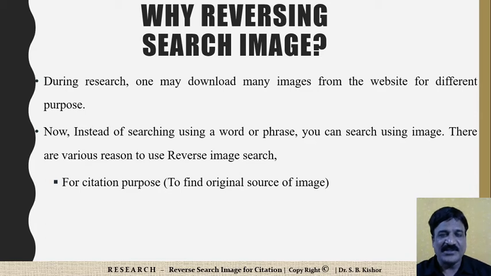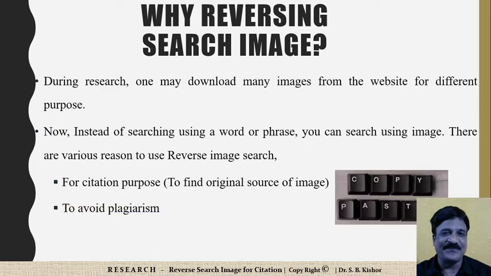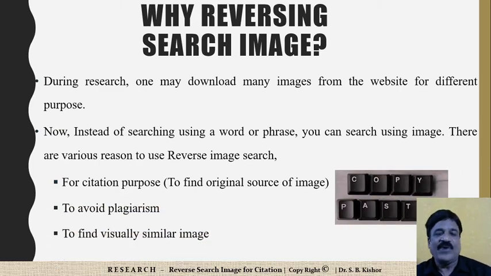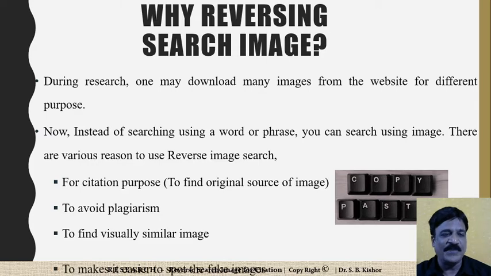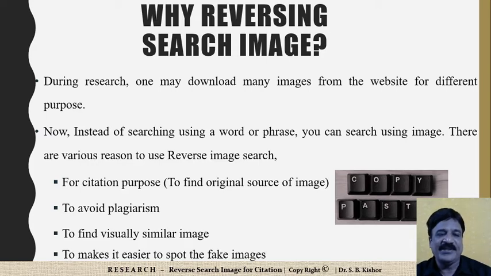Not only for the citation. Citation means giving an acknowledgement to the original author. So this will be helpful to avoid plagiarism. Then, to find visually similar types of images. This is one more reason. For that purpose, you may use the reverse search image tool. And finally, to make it easier to spot fake images. Nowadays, you may find a number of fake images on your social networking sites.